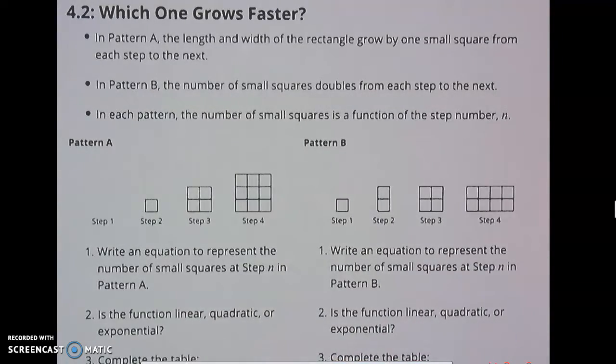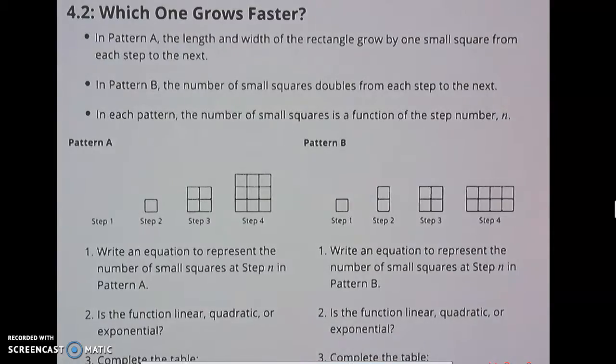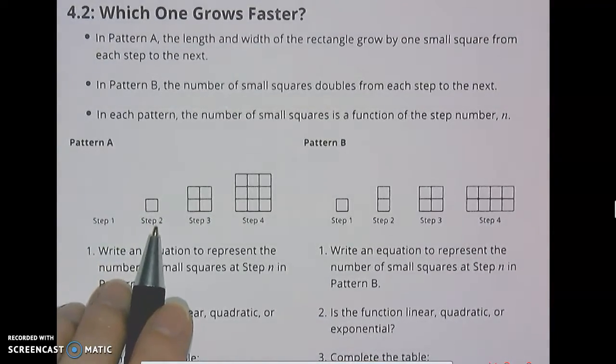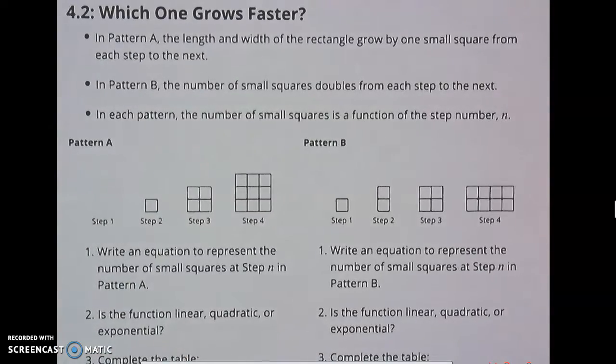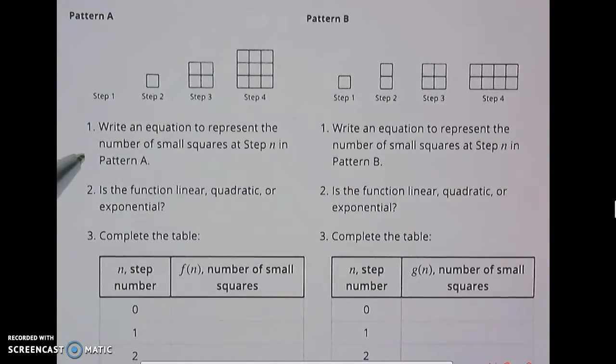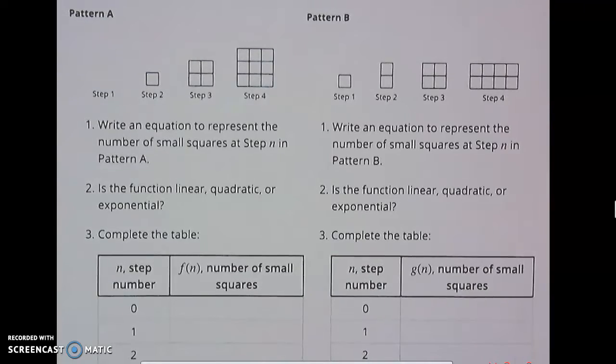In each pattern, the number of small squares is a function of the step number n. Remember, to be a function, it means that the x's don't repeat, or the n's here don't repeat. So if we have step 2 with 1 block, we're not going to have step 2 again with some other number of blocks as well. With each of these patterns, we want to write an equation that represents the situation. We want to tell if the function is linear, quadratic, or exponential, and then we want to complete the table. And these 3 things can be done in whatever order that you want.